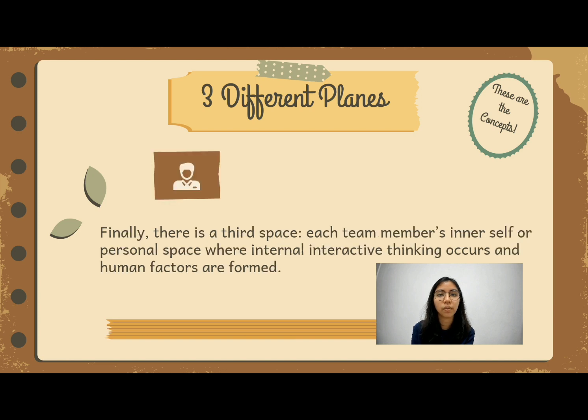And finally, there is a third space: each team member's inner self or personal space, where internal interactive thinking occurs and human factors are formed. Thus, a project has three types of interactive spaces: the organizational space, team space, and personal space. I call this the three spaces of project management.